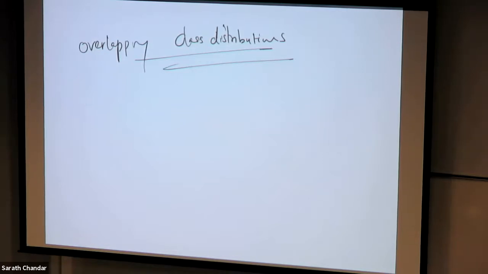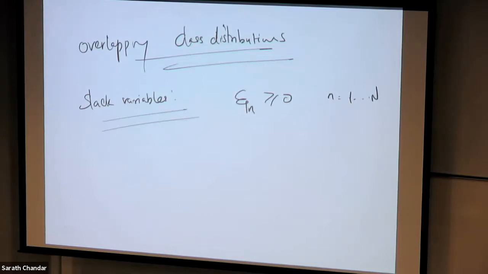Okay. So we're going to do that by using this idea of slack variables. First, let me explain what slack variables are. Then it becomes easier to formulate the problem. Slack variables are a bunch of epsilons, which are all going to be greater than or equal to 0, for n equal to 1 to N. If you have N data points, I'm going to have N slack variables, epsilons. Literally, it just means how much you can slack.